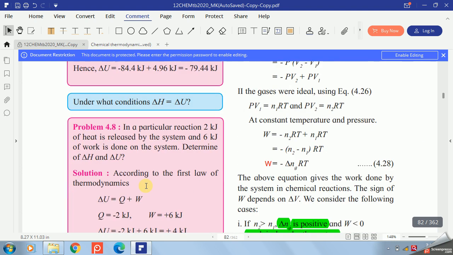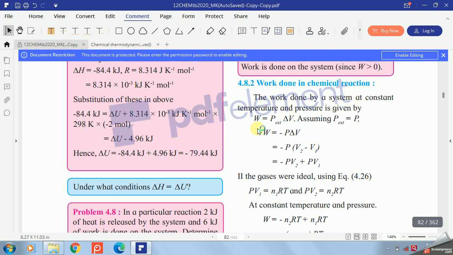Then next is work done in a chemical reaction. The work done by the system at constant temperature and pressure is given by W is equal to PEXT into delta V. Assuming that the external pressure is the pressure of the gas, we can write W is equal to minus P delta V, and what is delta V? V2 minus V1. If you multiply the pressure inside the bracket, then we write minus PV2 plus PV1.